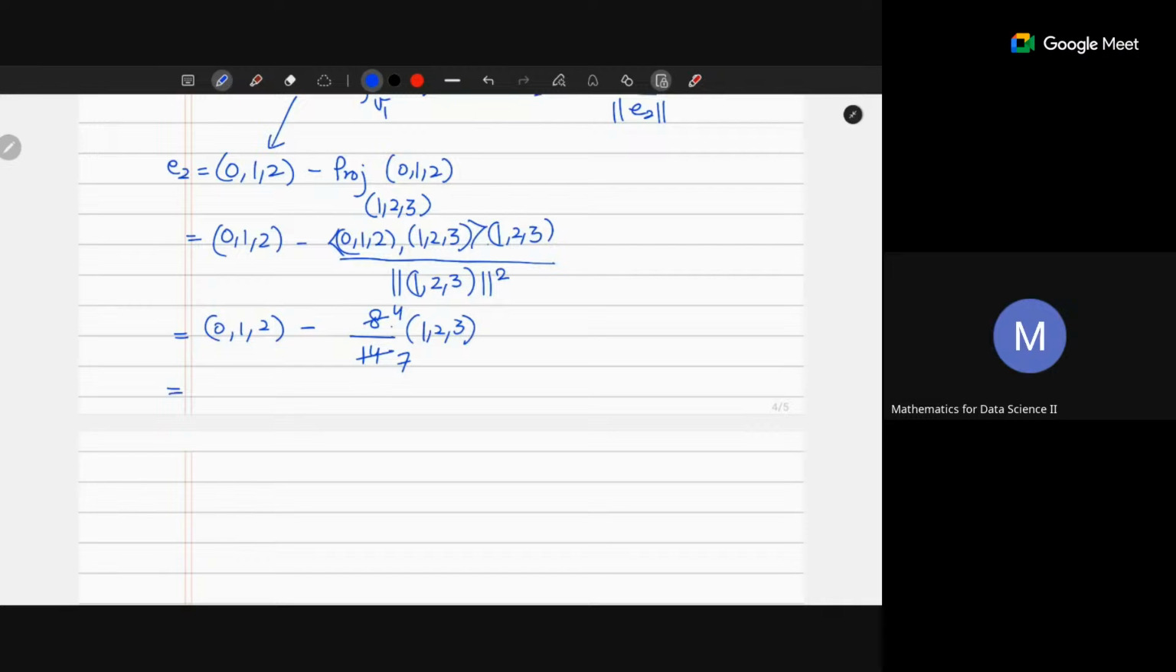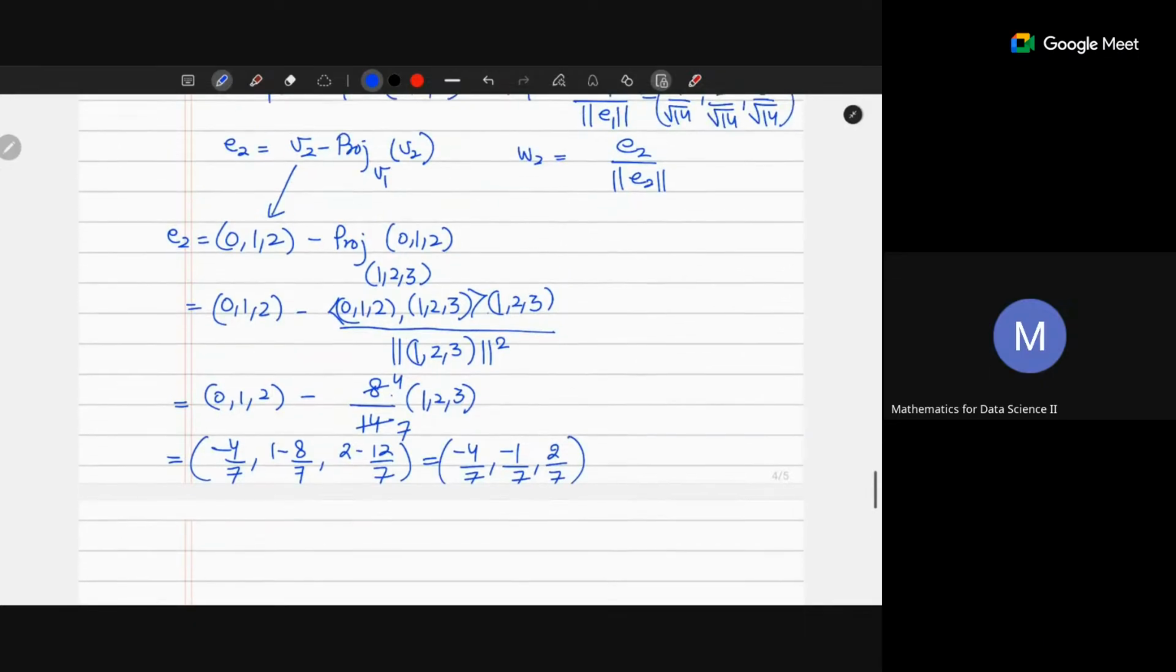After doing this subtraction, what do we get? We get 4 by 7. 1 minus 8 by 7, 2 minus 12 by 7. Right. Now what is this? 1 by 7, 4 by 7, minus 1 by 7. Is this fine?